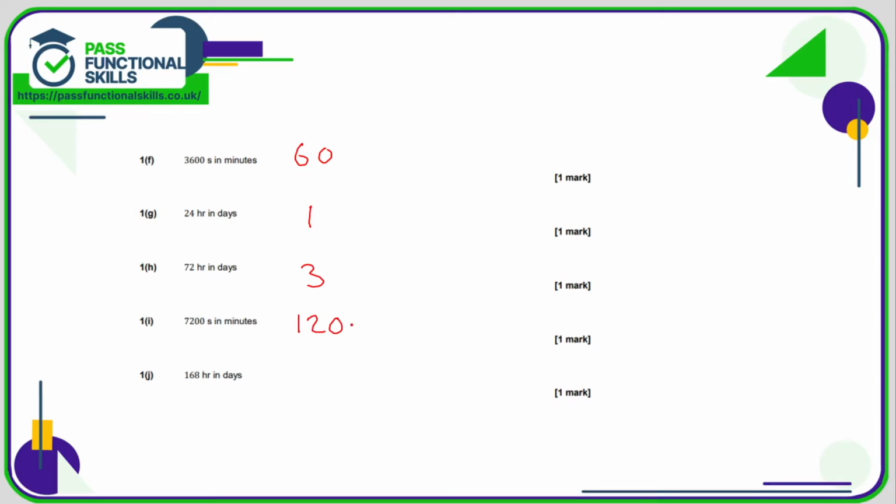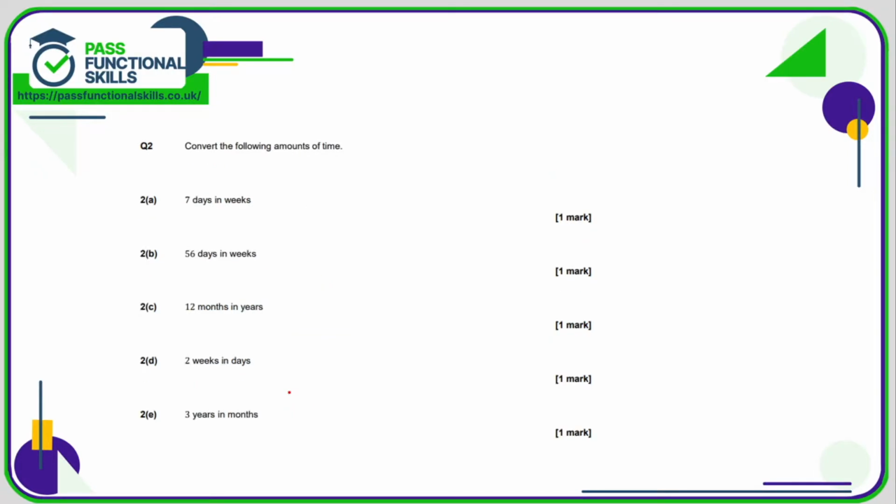And 168 hours, what's that in days? Well, we know 24 hours is 1 day, so how many 24s go into 168? So the calculation is 168 divided by 24, and the answer is 7. So all of question 1 you could have used a calculator for, although a lot of them you probably could have done in your head.